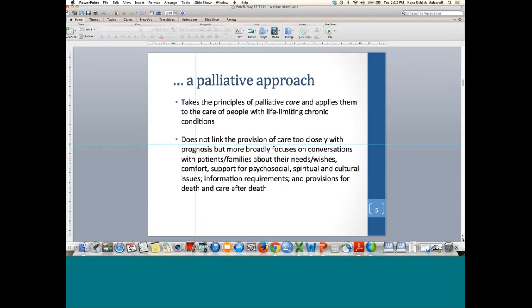The second bullet here identifies that a palliative approach doesn't link the provision of care too closely with prognosis, but there's a much broader focus on conversations with people and their families and their needs, the support that they identify they need or information they want, and then as well, provision for death and care after death. How I think about this is very much an upstream approach, broaching conversations really early on in the trajectory and not waiting until a healthcare team thinks that a person may be technically palliative.